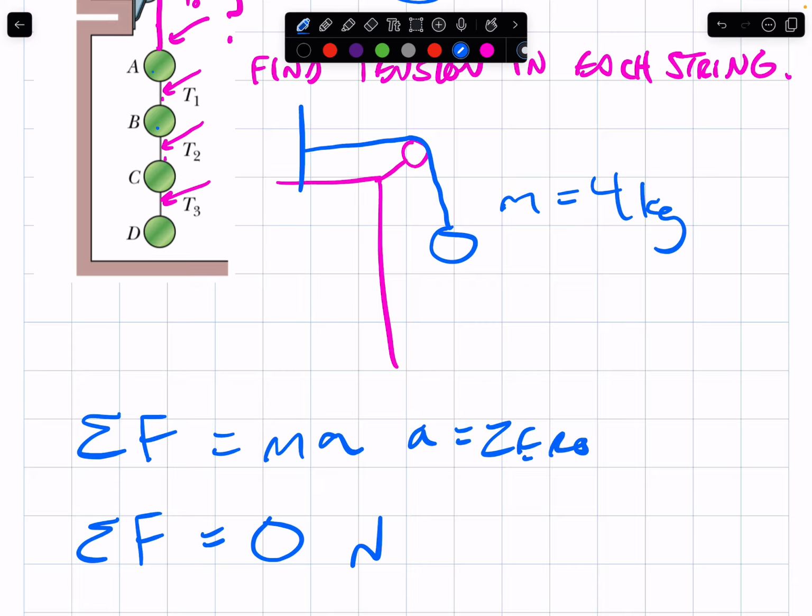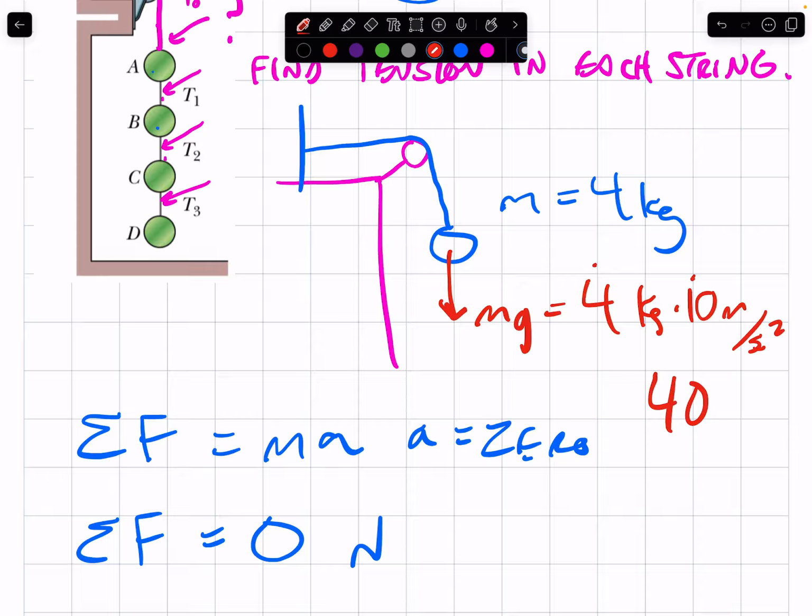Okay, so now, free body diagram of this guy. The forces acting on this, well, there's gravity acting on it. And that's the weight of this guy, and that's equal to mg. So in this case, that is equal to 4 kilograms, and the value of g we're going to use is 10 meters per second squared. 4 times 10 is 40. And a kilogram times a meter per second squared is equivalent to a Newton. So then the tension in this top string is going to be 40 newtons.